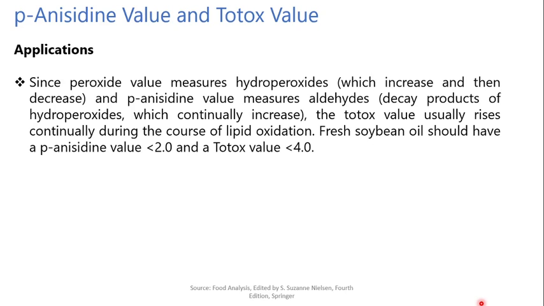Since the peroxide value measures the hydroperoxides, which increase and then decrease, and para-anisidine value measures the aldehydes, that is the decay products of the hydroperoxides, which continually increase. So the Totox value usually rises continually during the course of lipid oxidation. So the fresh soybean oil should have the para-anisidine value which is less than 2 and Totox value which is less than 4.